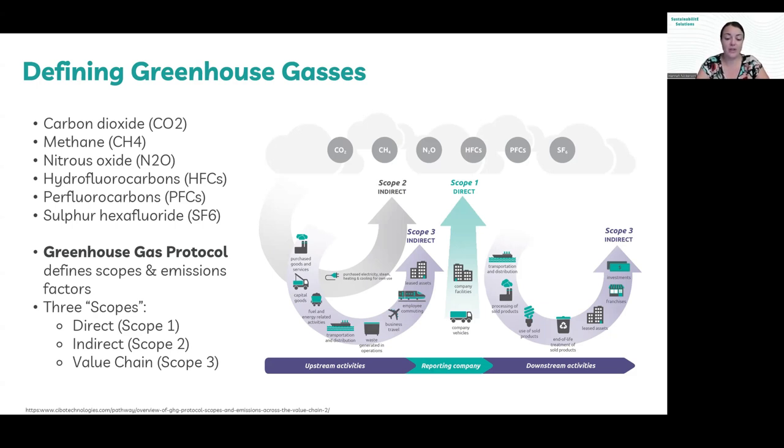So think about your home. If you have a natural gas stove or a gasoline-powered lawnmower, those are considered direct, within property boundaries, emissions.